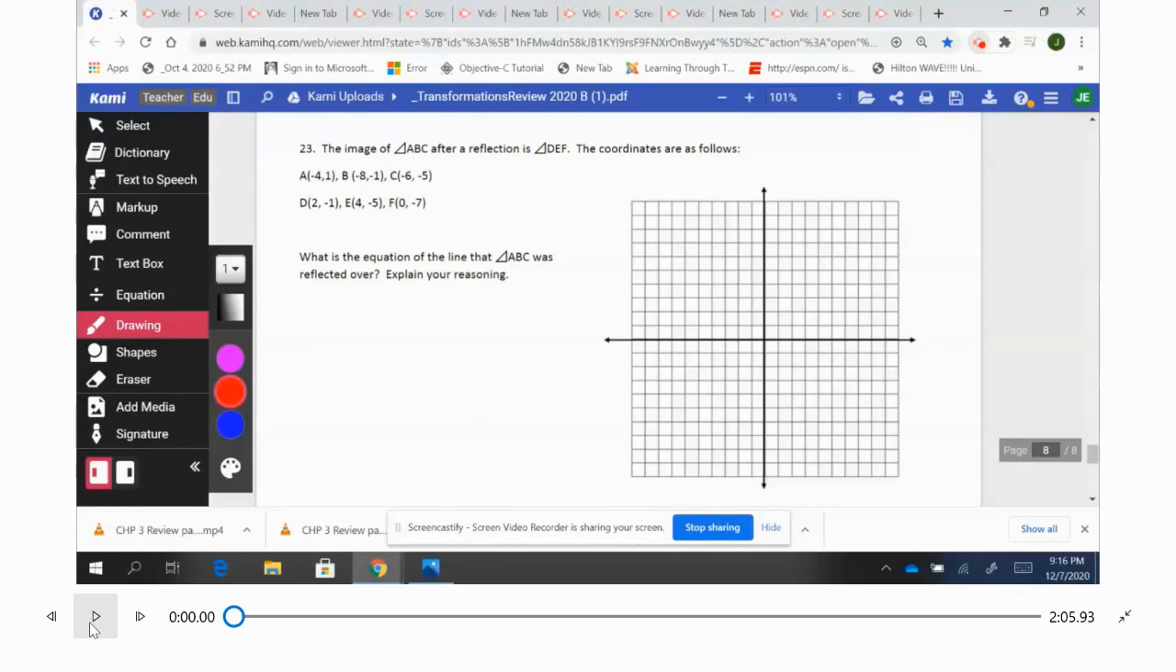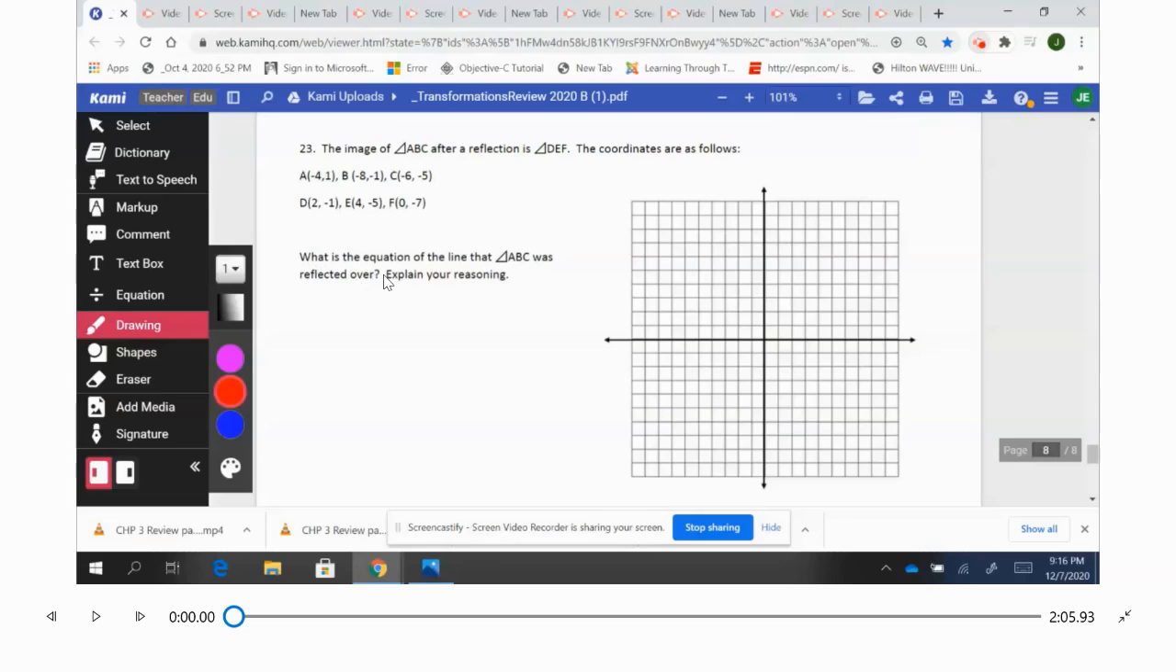Welcome back, students. Last page, page 8 of our chapter 3 review packet. We're going to graph the pre-image ABC and the image DEF.